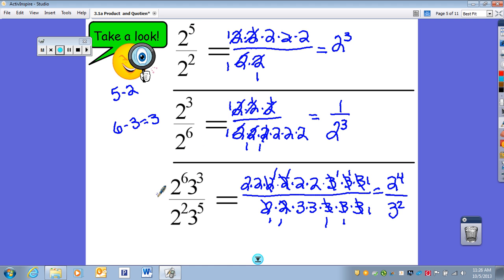If I took a look at the exponents for the 2, I would have 6 minus 2, which is 4. And I have 2 to the 4th power in the numerator. And for the 3's, I have 5 minus 3, which is 2. And the larger amount of 3's was in the denominator, so I have 3 to the 2nd power.